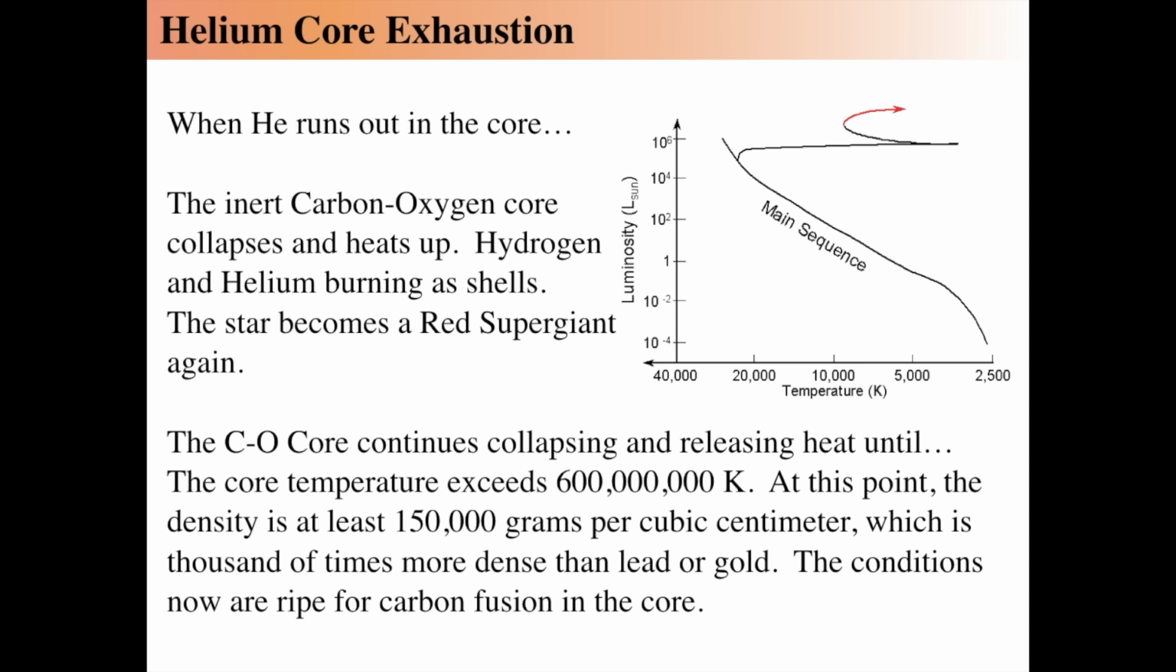It just kind of wags back and forth. When it runs out of helium in the core, then the carbon and oxygen core collapses and heats up, and that's a big deal because now the hydrogen and helium are burning in shells around it, and it becomes a supergiant again. So it does this whole dance all over again. Notice how the size of the star is dependent upon what's happening down in the core.